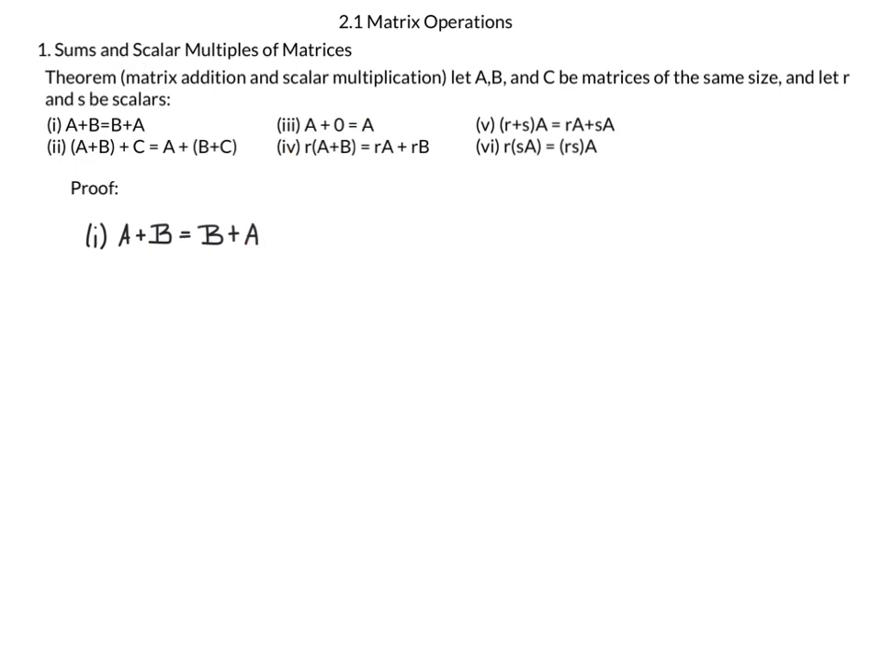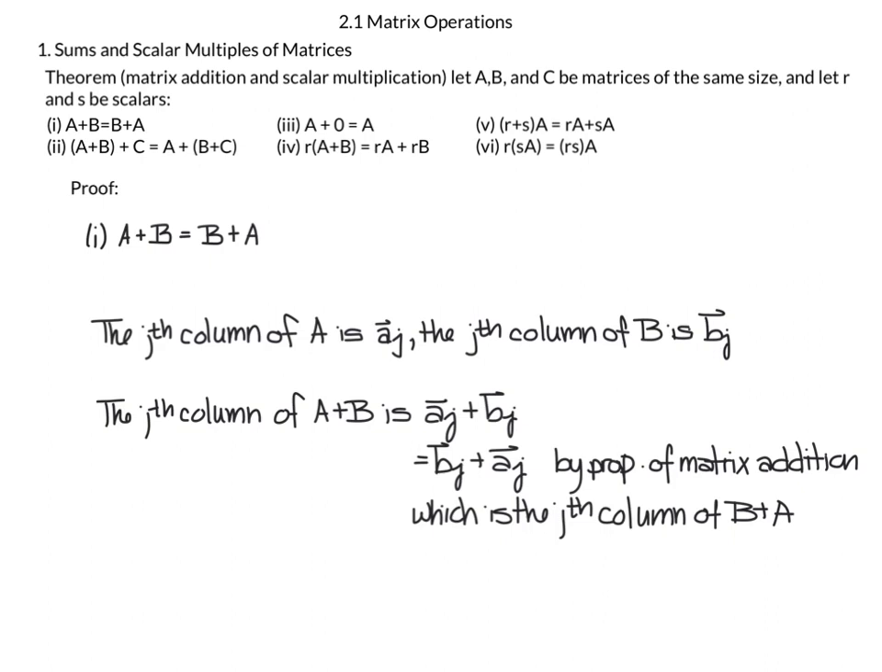And the others are somewhat similar. Since we defined addition of matrices in terms of columns, that's what we're going to look at, the columns. So the jth column of A is aj. That's the vector. And the jth column of B is bj. So the jth column of A plus B, according to our matrix addition, is aj plus bj. Now these are two vectors, aj and bj. And by vector addition, vector addition is commutative, so we can switch the order. So that's bj plus aj. But this is simply the jth column of B plus A, and therefore these two are equivalent.